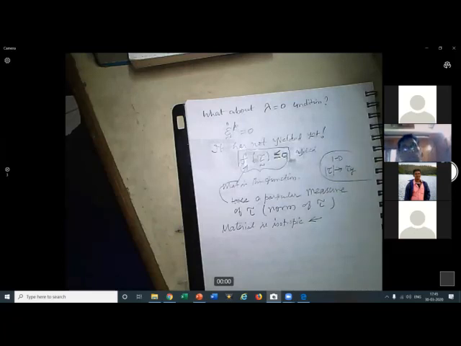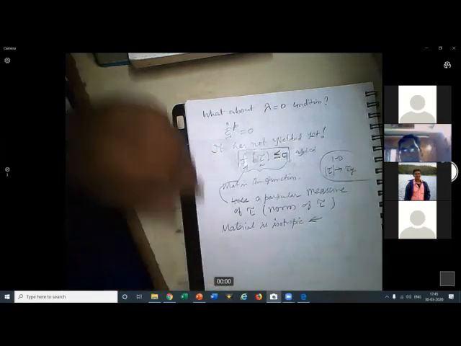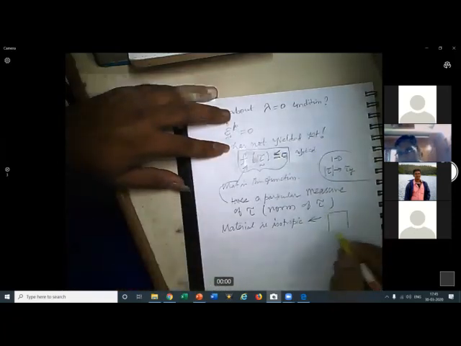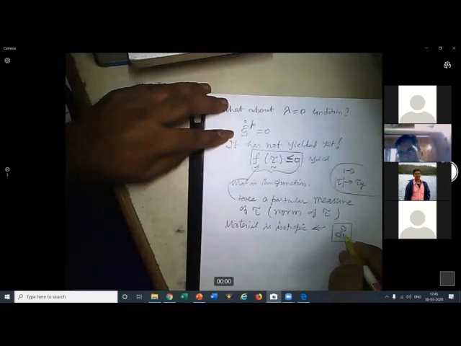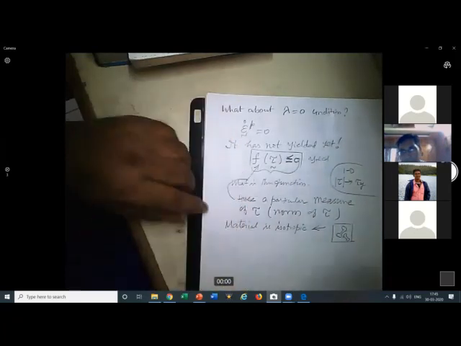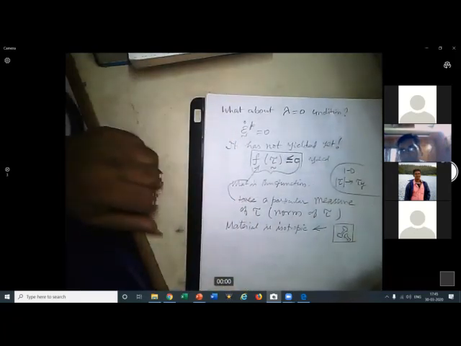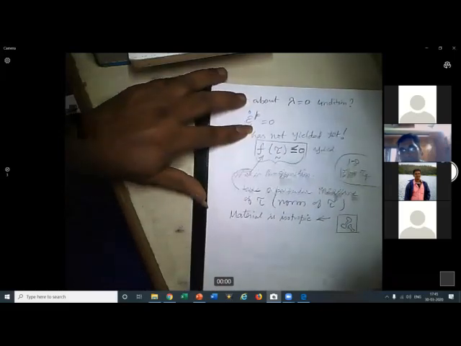The yield value is the same in every direction. Fantastic. The yield value is the same in all directions, irrespective of direction. So if I take one coupon that is like this, or one coupon that is like this, and test it, it will give the same value, right? If it is isotropic. Yes, sir.